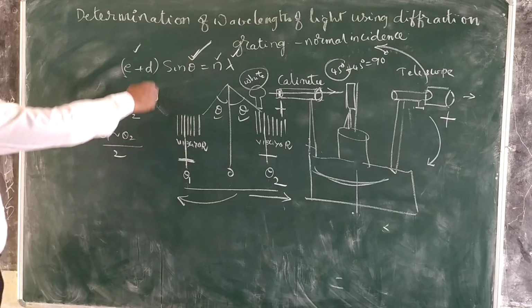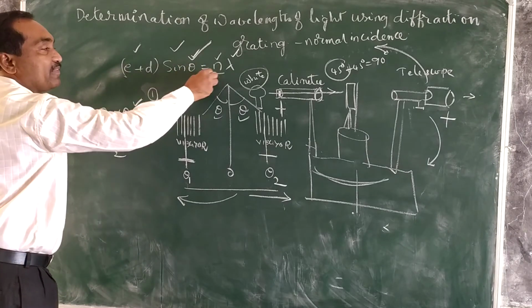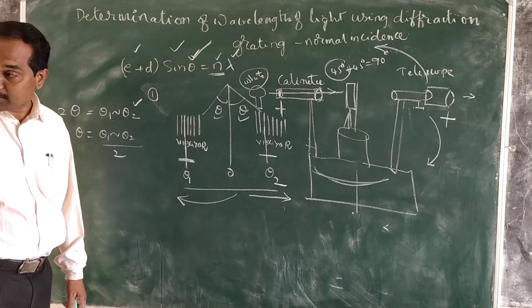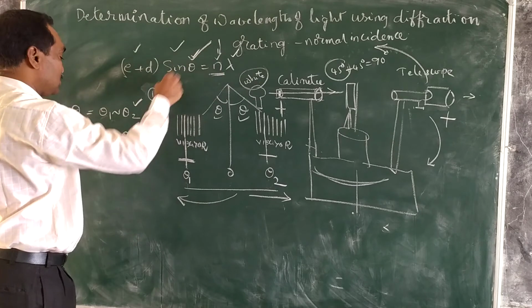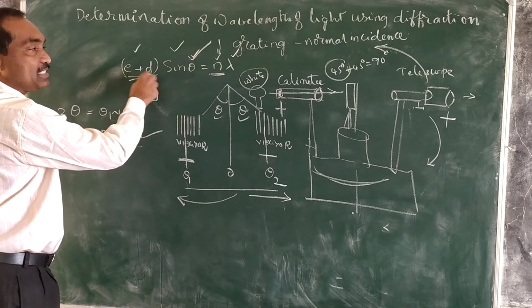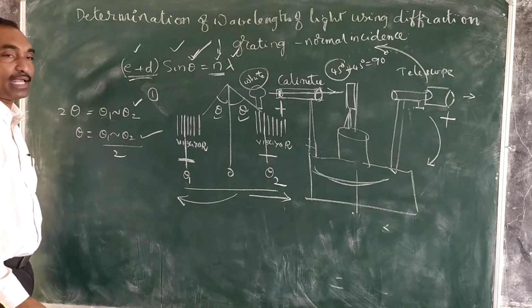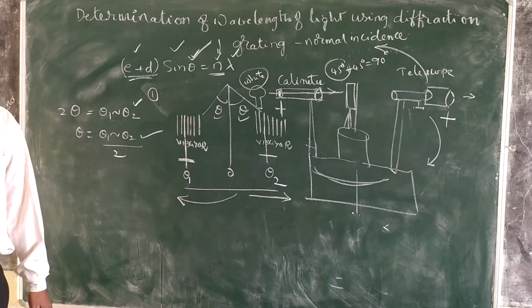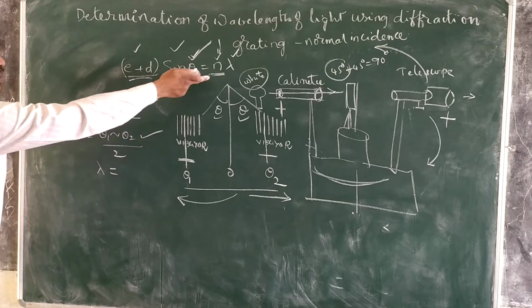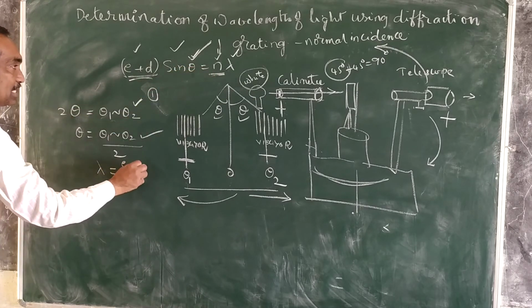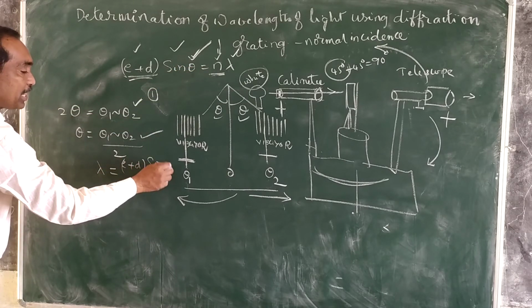When we substitute into this equation, we are taking the first order spectrum, n is equal to 1, and theta is what we calculated. We have already calculated the grating element. Then we can determine the wavelength of light using this formula: lambda is equal to (e plus d) sin theta by n.